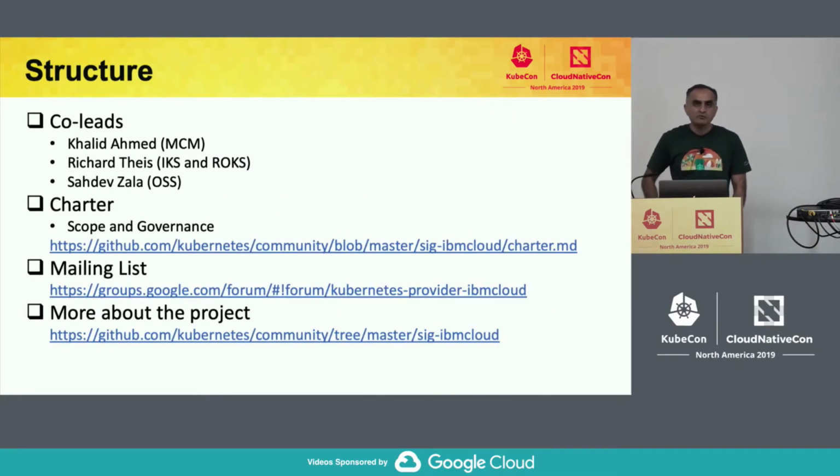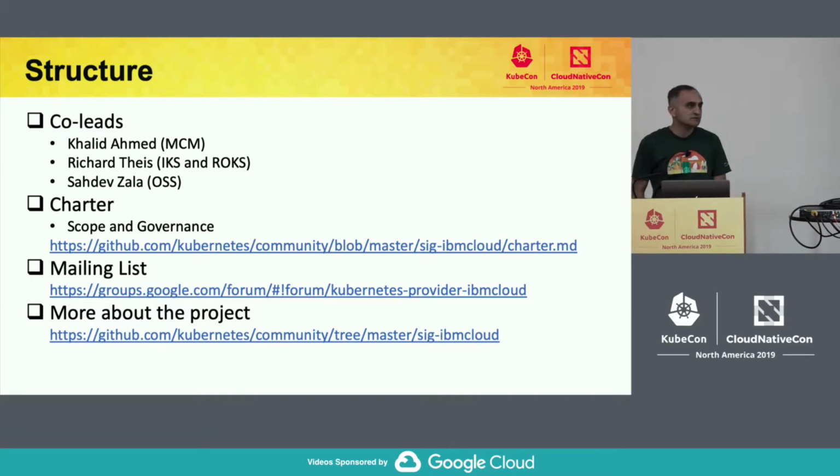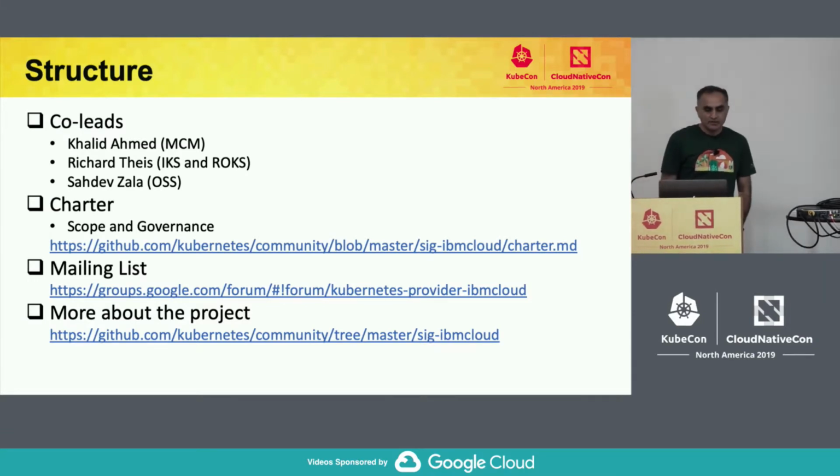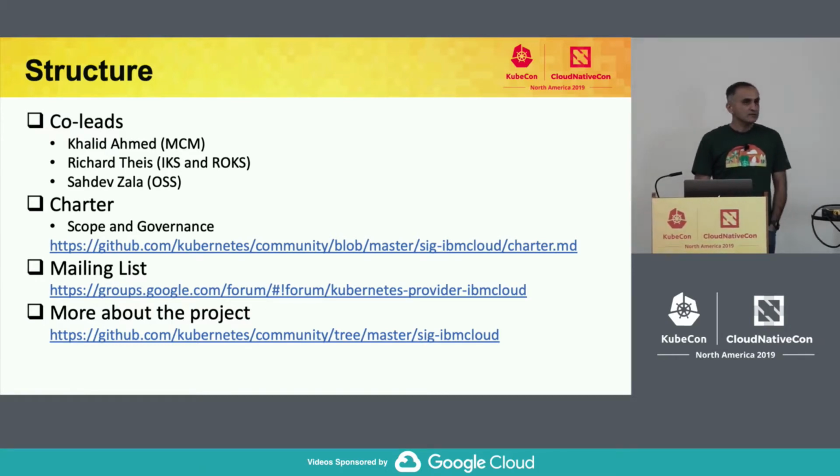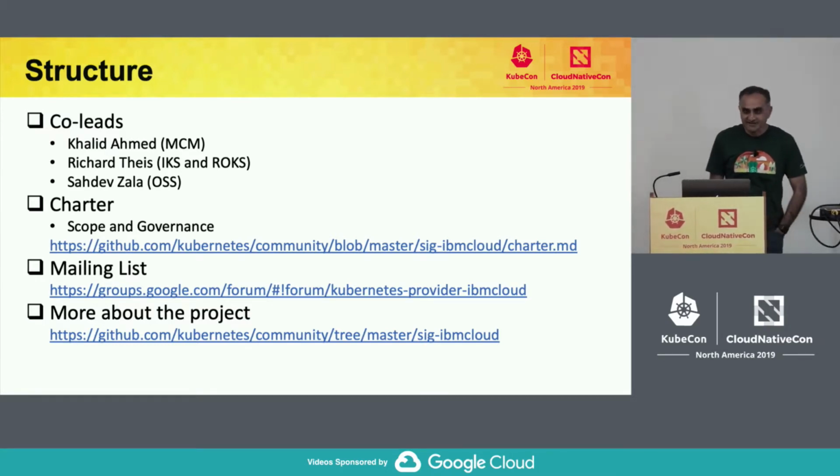All right, so how is it created? What's the structure of this subgroup? A sub-project. We have 3 co-leads. It's like a fault tolerance system here as well. The odd numbers are good. 3 co-leads, so at least one is around all the time.